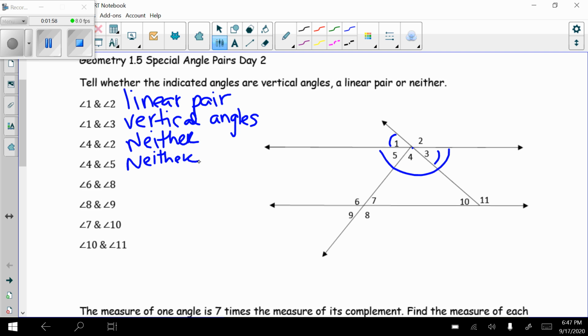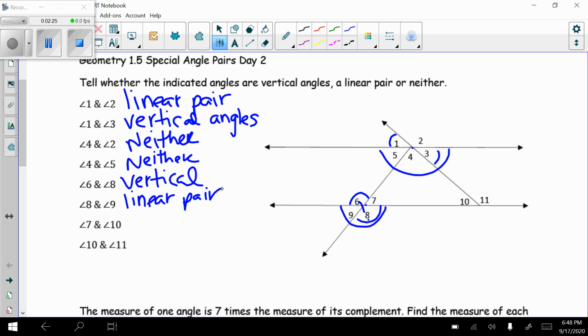6 and 8, down here, again, I've got two intersecting lines. They're directly across from each other, no common sides, so they are vertical. 8 and 9, they sit side by side. They're adjacent. They share a vertex and a side, and together they make up a straight line, so they are a linear pair.